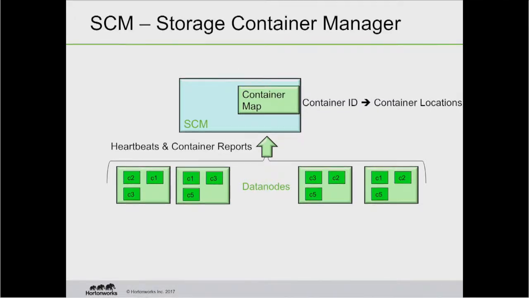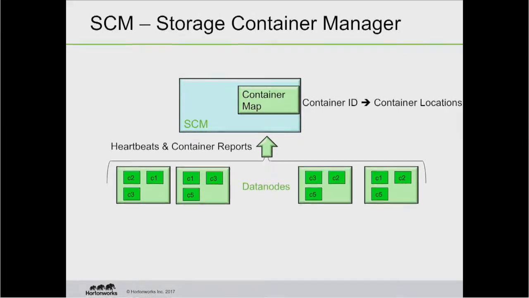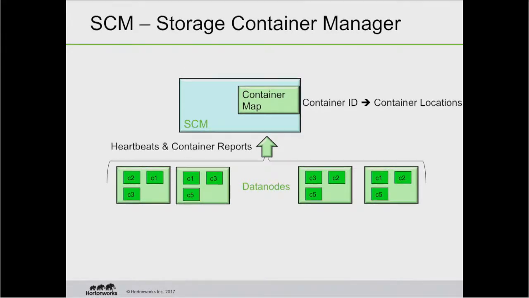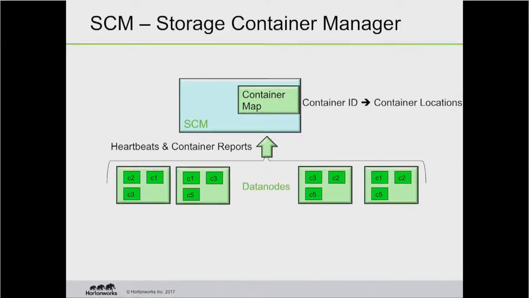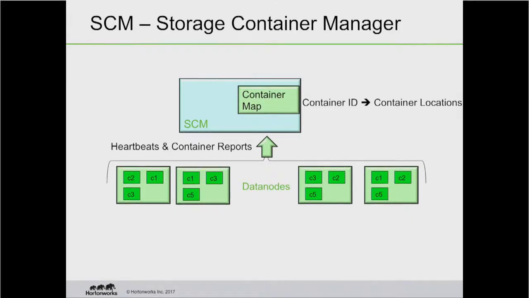And now, if we still ask all the data nodes to send the heartbeats and the container reports to our central node, the storage container manager, then this container report will be much more efficient compared with the original block report. It's a very simple calculation, right? Originally, you have that much data, several hundred petabytes, and you divide it maybe by 128 megabytes.